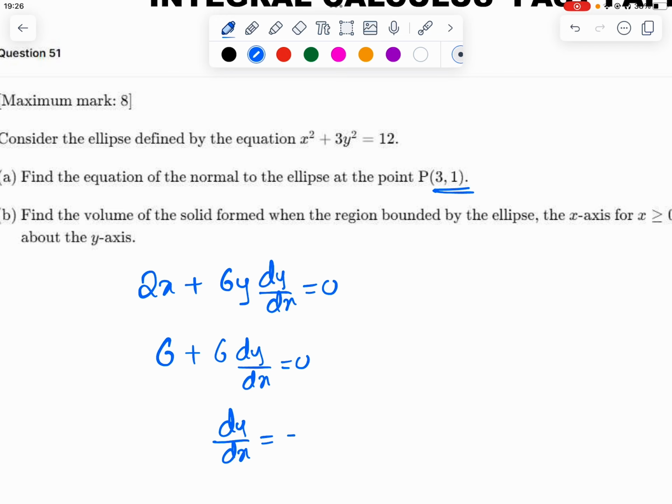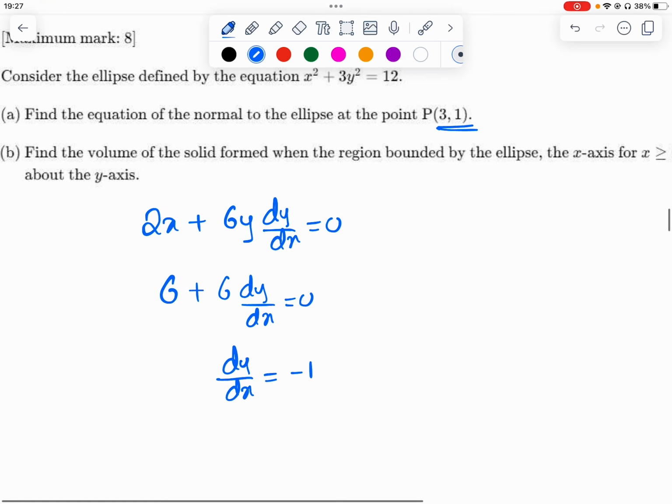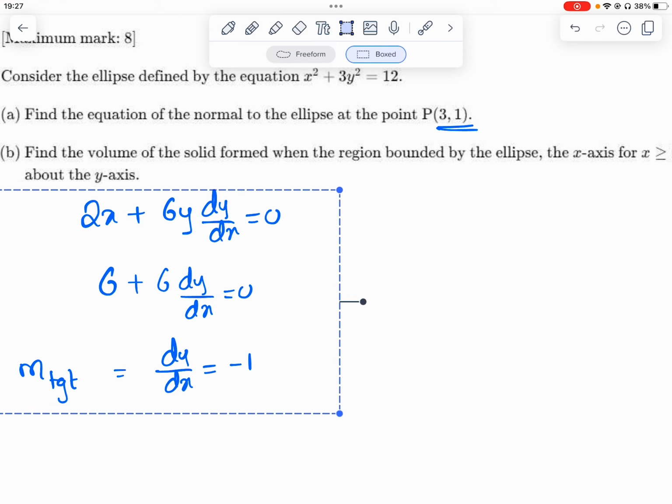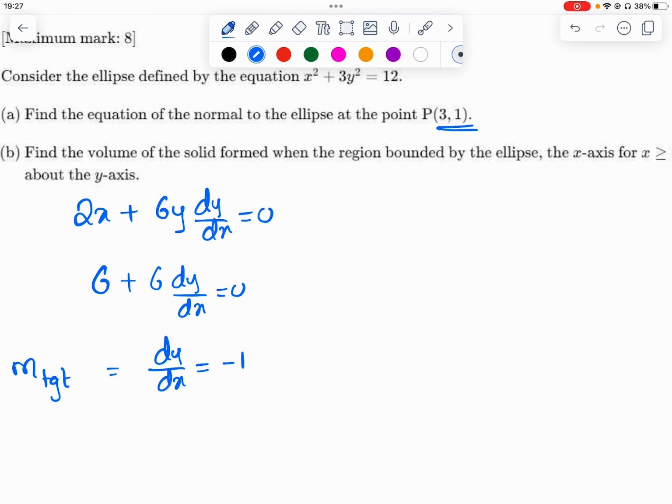Negative 1. That is the slope of the tangent. But I require the slope of the normal. So what should I do to find the slope of the normal? Reciprocal and change the sign. So it's going to be 1.